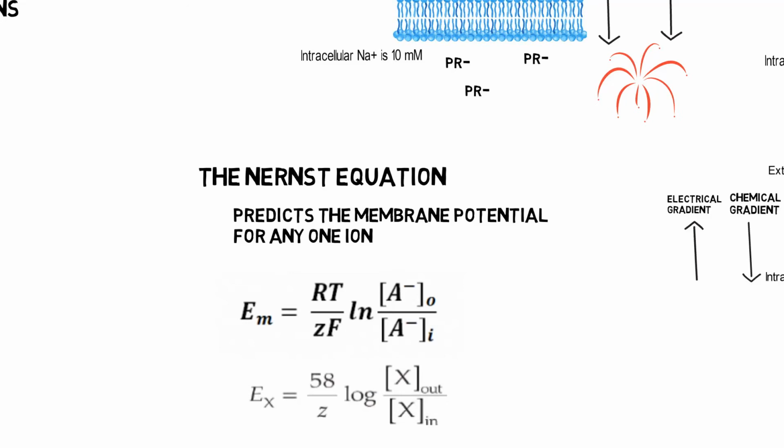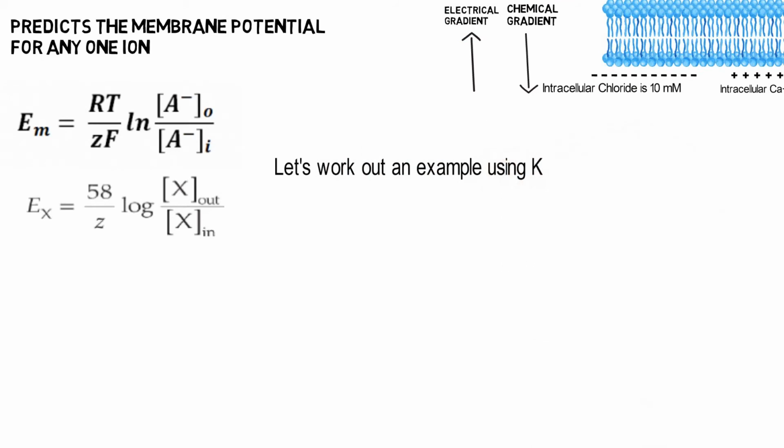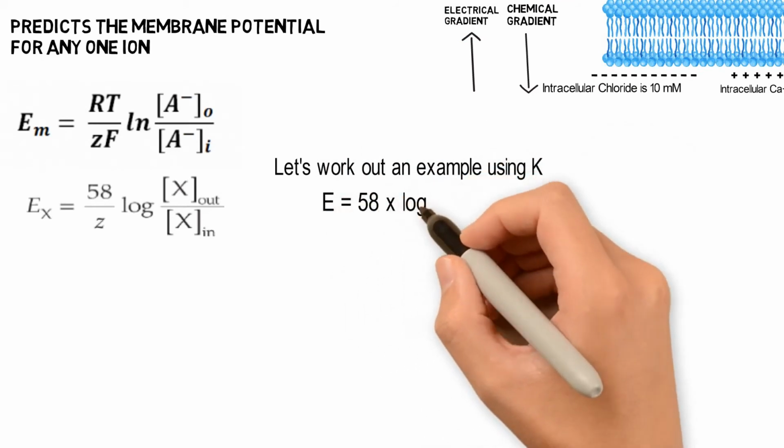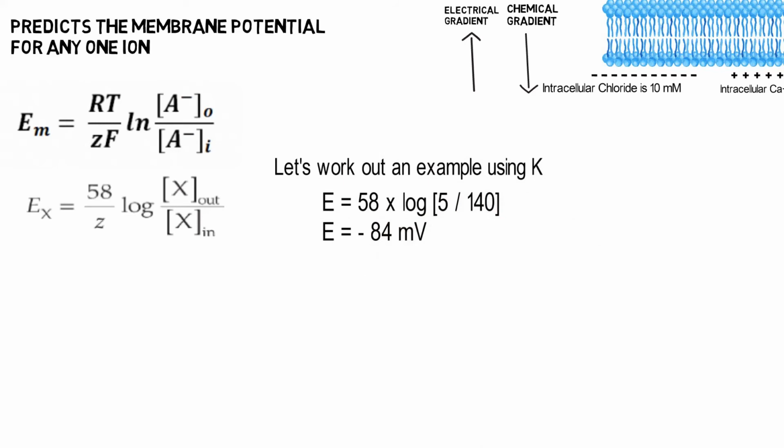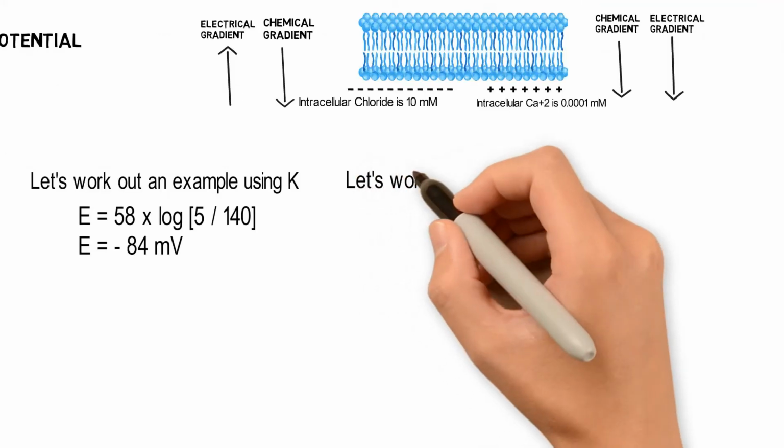This can be converted to a base 10 log, with the total of the constants being 58 divided by the valence number. I've worked out two examples for you. The first is for potassium. The membrane potential for potassium is 58 divided by a positive 1 times the log of 5 divided by 140, giving an answer of a minus 84 millivolts.